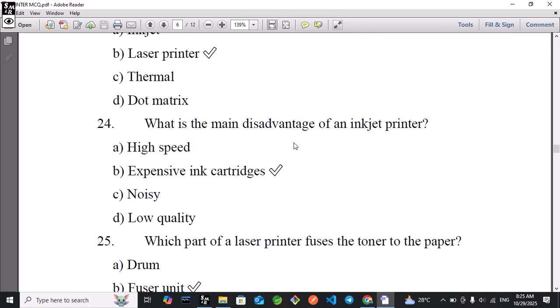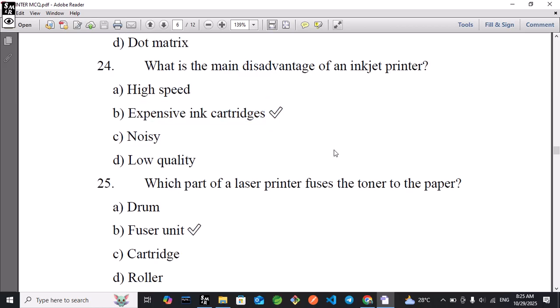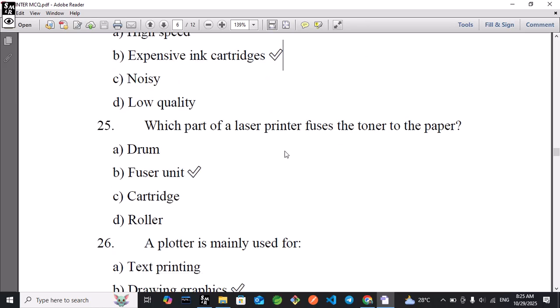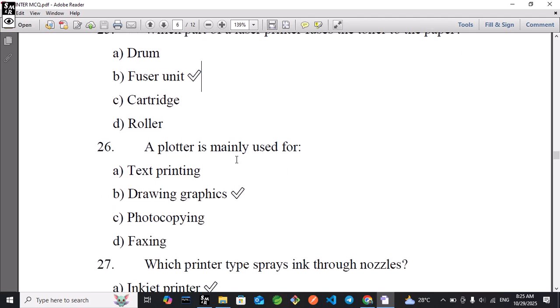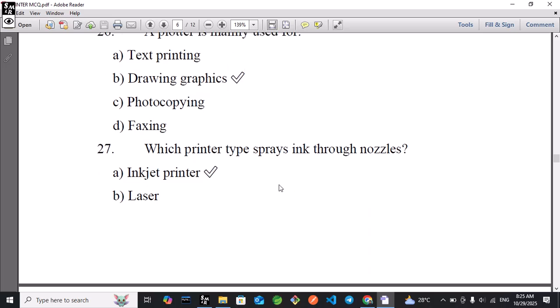What is the main disadvantage of an inkjet printer? Expensive ink cartridges. Which part of a laser printer fuses the toner to the paper? Fuser unit. A plotter is mainly used for drawing graphics. Which printer type sprays ink through nozzles? Inkjet printer.